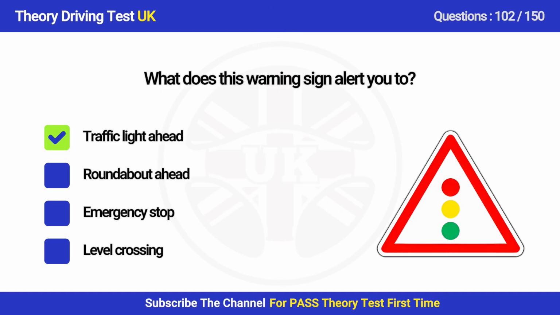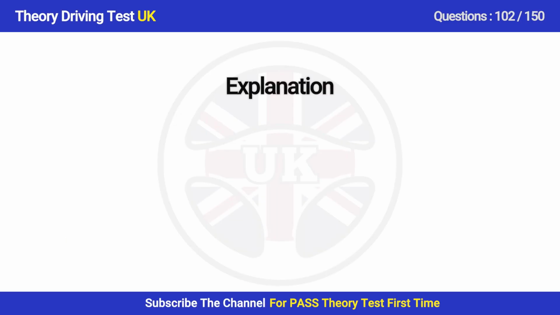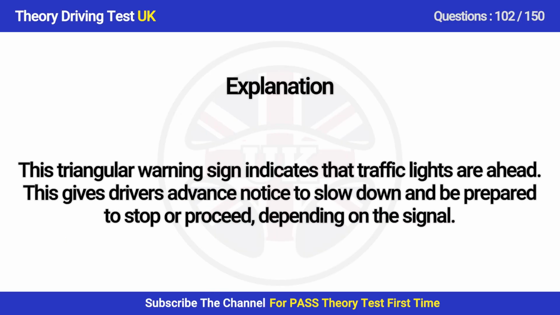Answer is A. Traffic light ahead. This triangular warning sign indicates that traffic lights are ahead. This gives drivers advance notice to slow down and be prepared to stop or proceed, depending on the signal.